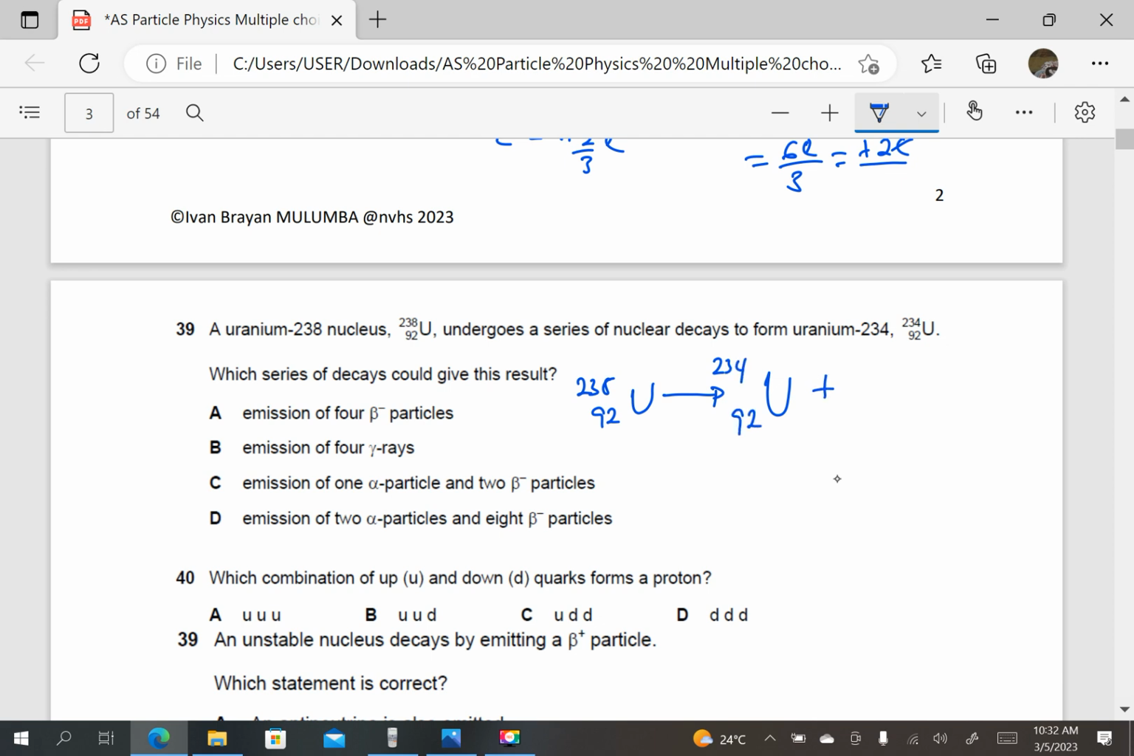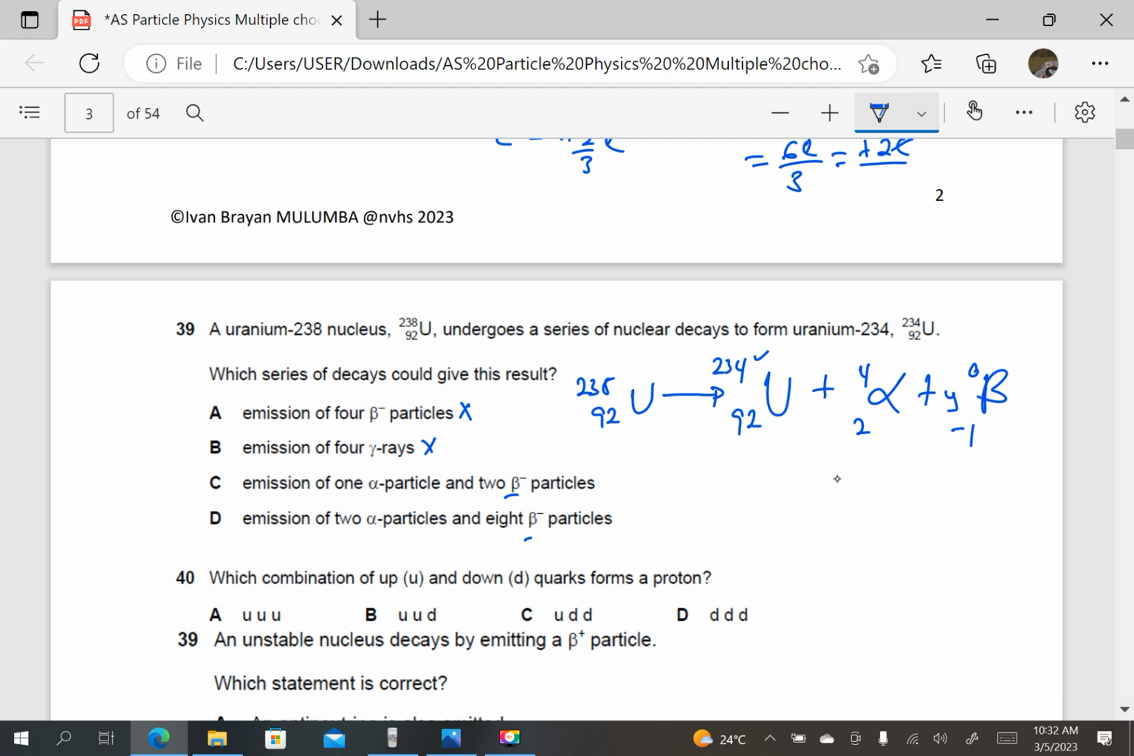There's a possibility of it emitting alpha, beta, and gamma. Gamma does not affect the proton number, so I will ignore it, even if there are 4 gamma rays. Emission of beta minus does not affect the nucleon number, so I will also ignore that one. So I have C and D. Let's say it emits alpha particles, 4, 2, plus beta particles, 0, minus 1. But how many are these?